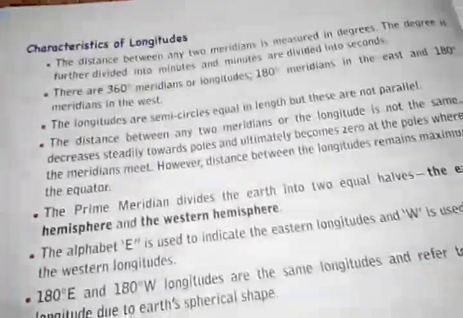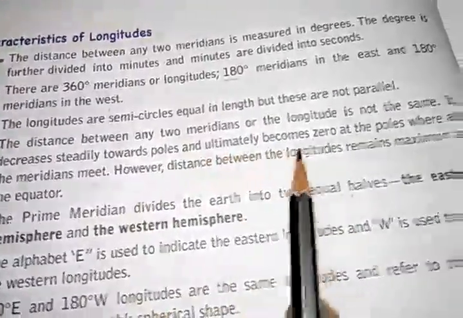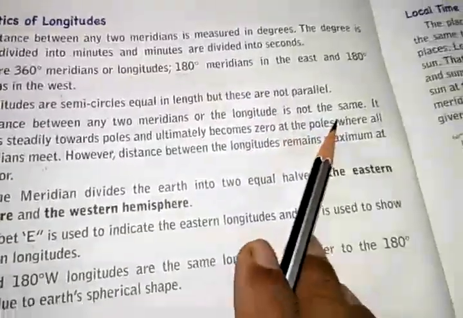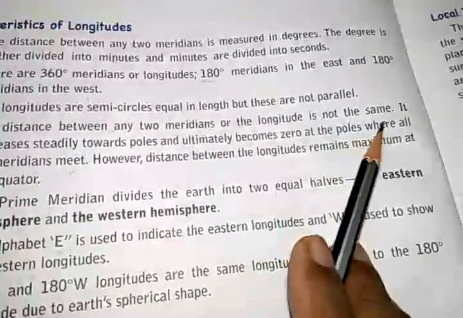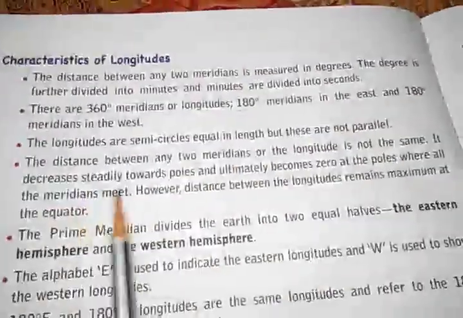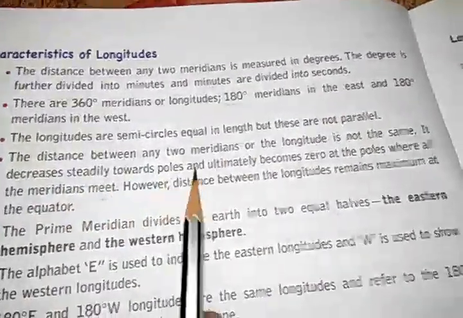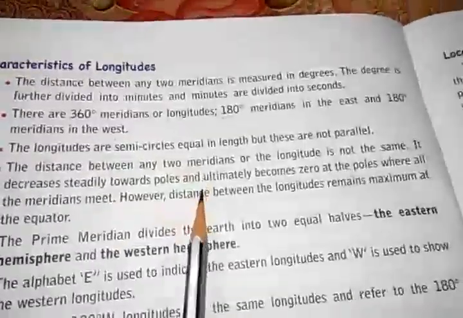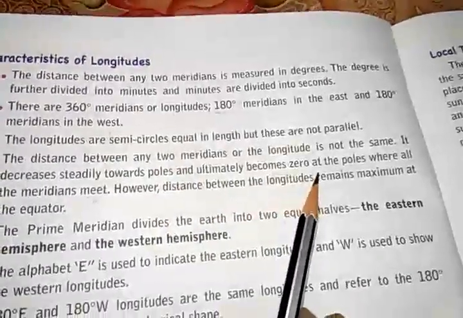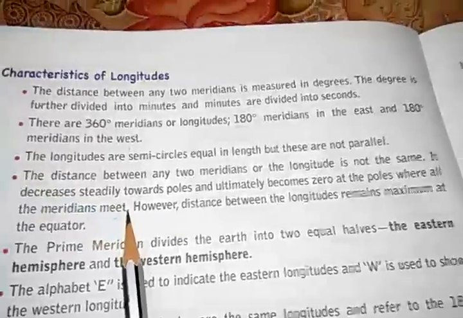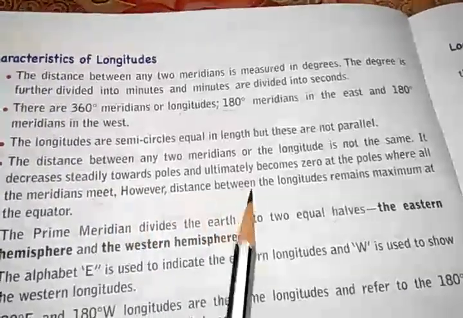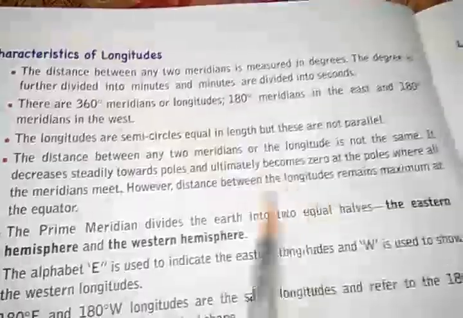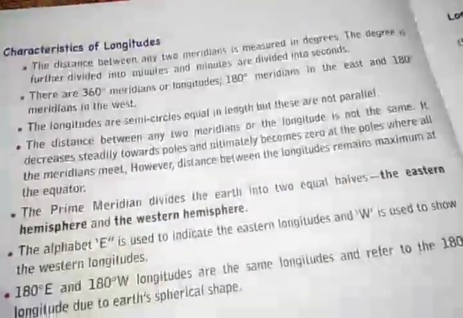So this is what is said over here, that the distance between any two meridians or longitudes is not the same. Maximum at the equator and zero at the poles, because at the poles they all meet. It decreases steadily towards poles as we go northward or southward, and ultimately becomes zero at the poles where all the meridians meet, that is at the North Pole and at the South Pole. However, distance between the longitudes remains maximum at the equator.